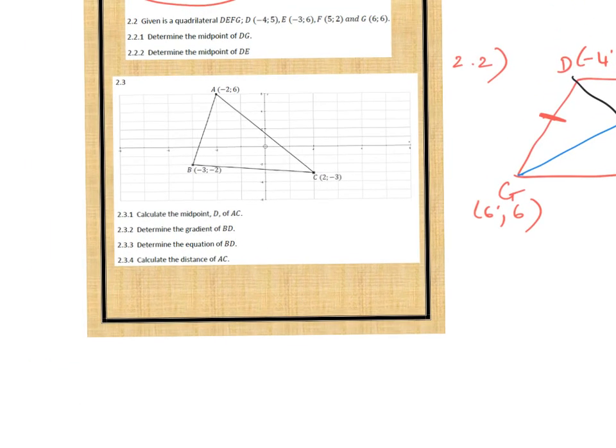So then for 2.3, you're calculating the midpoint D, which is of the line AC, then the gradient of B to D, so you'll find D, and then that will be BD. The equation of BD, now remember that's a straight line. So a straight line is y equals mx plus c. So once you've got the gradient from 2.3.2, then you just need to subs in. So you need the gradient and you need a point. Now you've got point B and point D, and you can solve for c there. And then calculate the distance of AC.